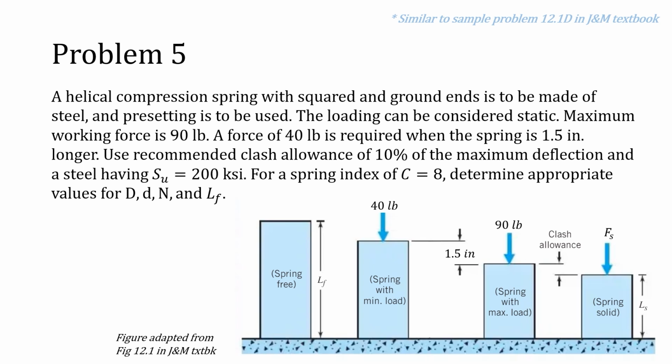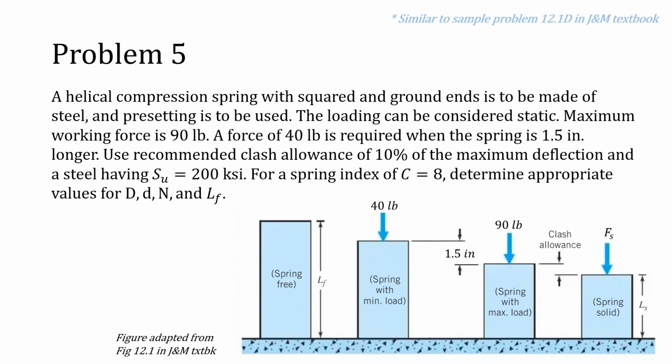A helical compression spring with squared and ground ends is to be made of steel, and presetting is to be used. The loading can be considered static. Maximum working force is 90 pounds. A force of 40 pounds is required when the spring is 1.5 inches longer. Use recommended clash allowance of 10% of the maximum deflection and a steel having an ultimate tensile strength of 200 KSI. For a spring index of C equals 8, determine appropriate values for our large diameter, small diameter, our N and LF.